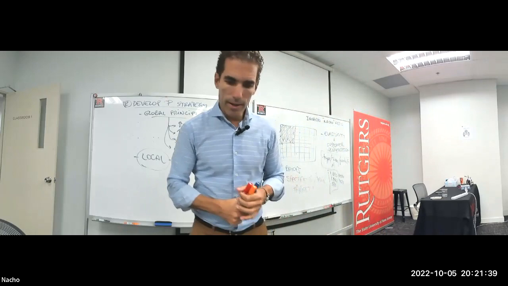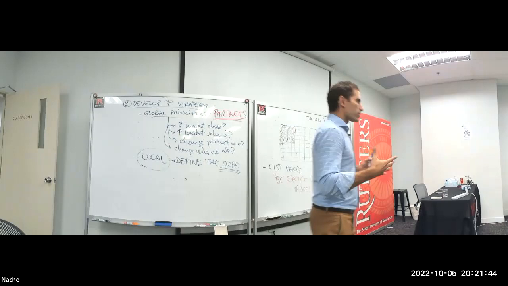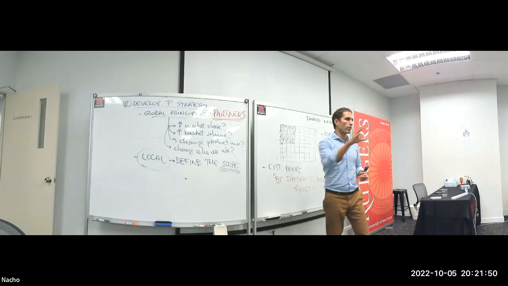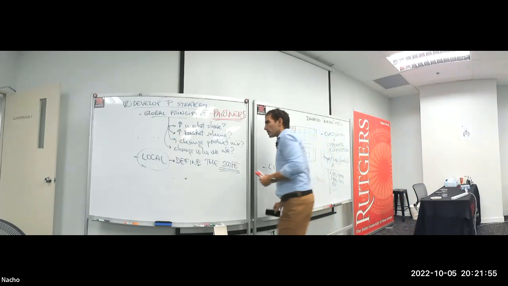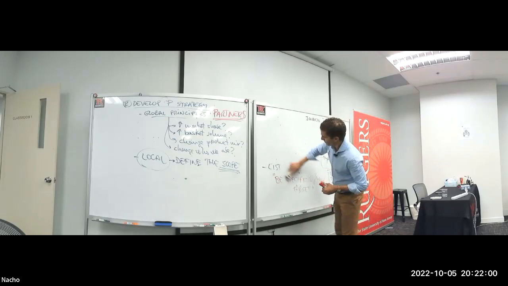Okay, so we've developed the strategy. Now we're going to formalize it. Now it's, okay, we know what we're going to do. We have our global principles. We've defined the scope. Spain is going to do this, Malaysia is going to do that, China is going to do that, Australia is going to do that. Fine. Now let's finalize it. Let's put this in motion. Let's get the party started.